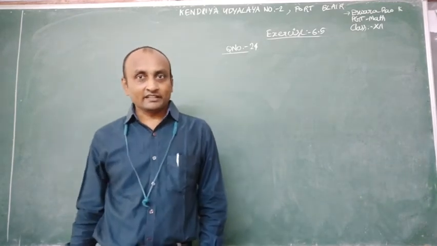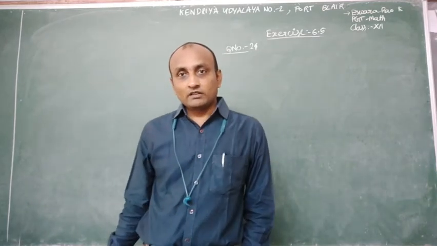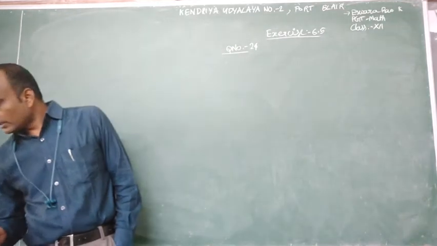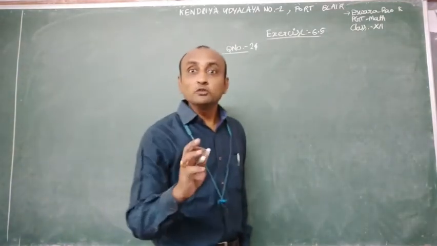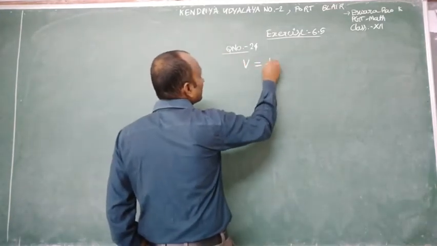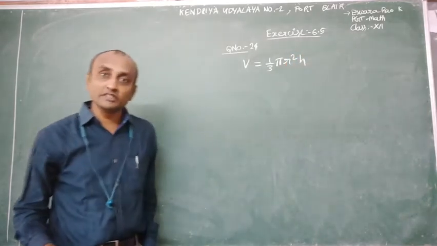Right circular cone of minimum, least curved surface area, they said. Then show that the right circular cone of least curved surface area and given volume. That is, they said volume is constant. So what is the volume of the cone? V is equal to 1 by 3 pi r square h. It is given, which means the volume is constant.